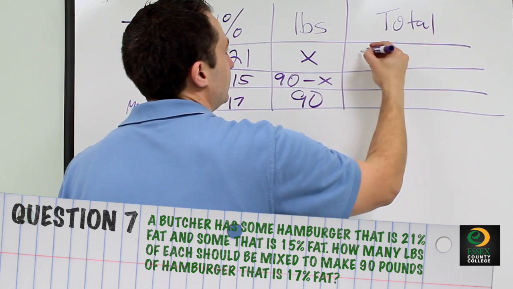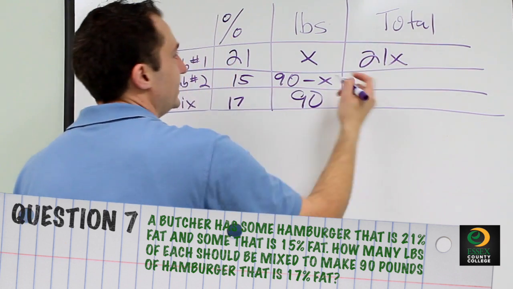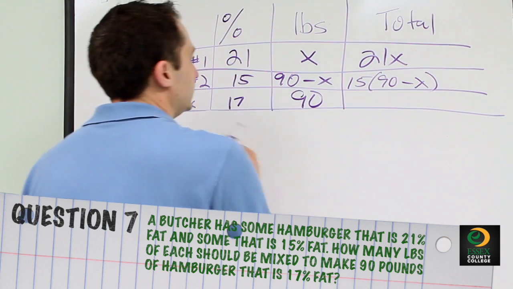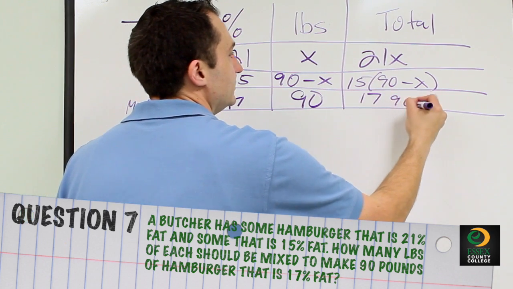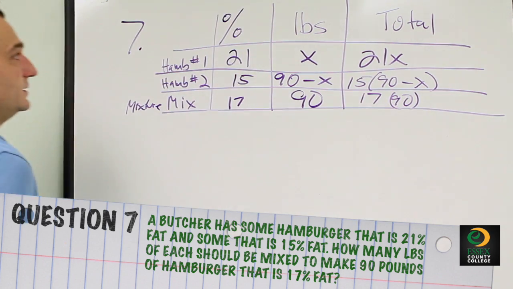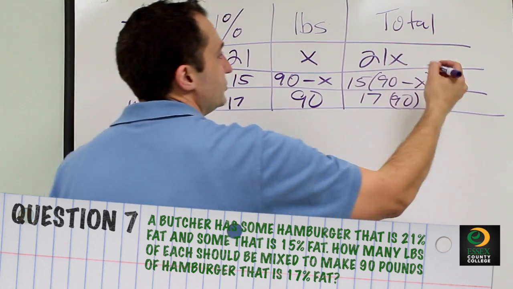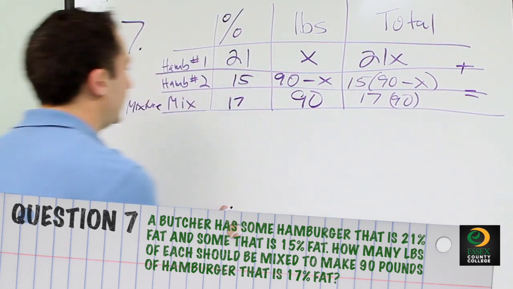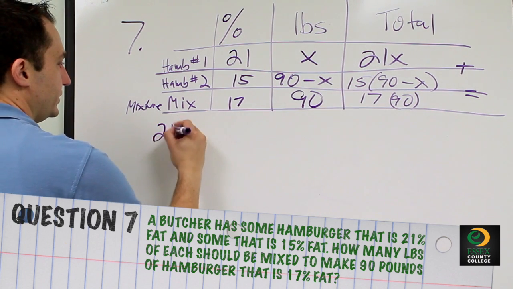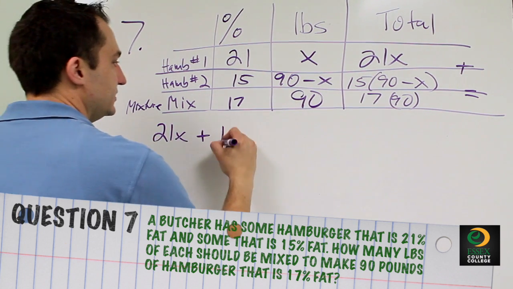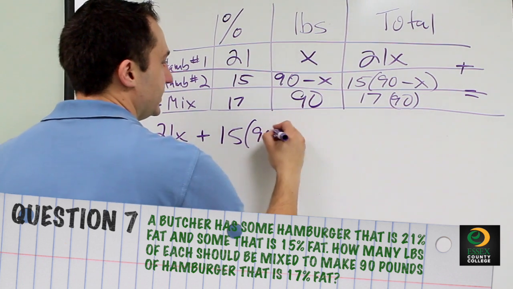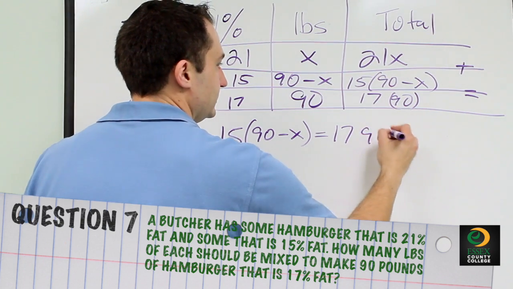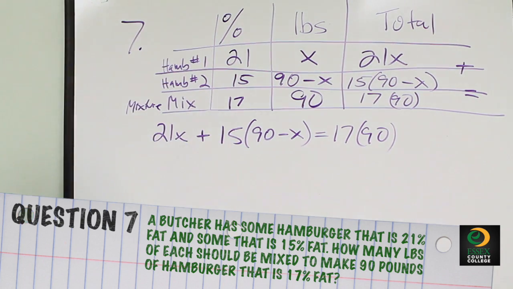Our next step would be to multiply across: 21X, 15 times 90 minus X, and 17 times 90. When we're given the mixture, it always becomes the top one plus the middle equals the bottom. So our equation is 21X plus 15 times 90 minus X is equal to 17 times 90.